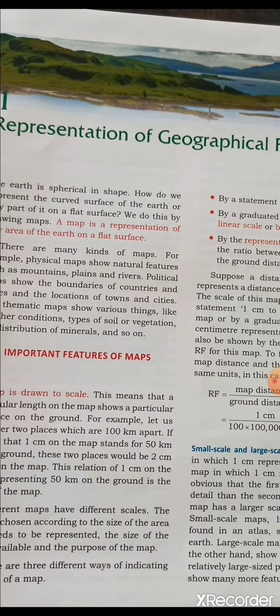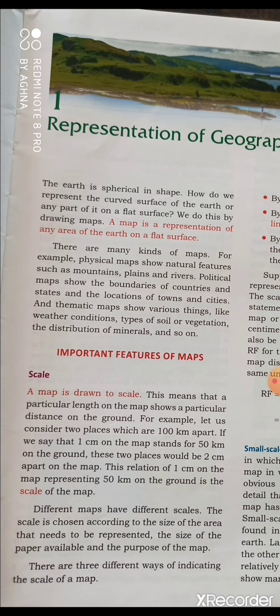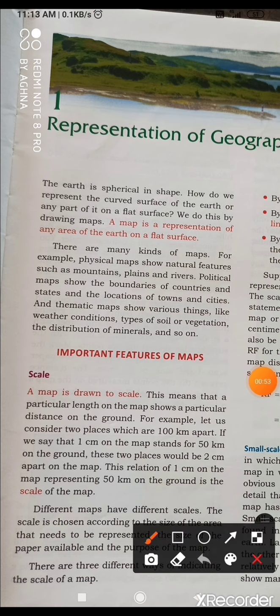Now we will discuss in a detailed way about this particular chapter. You have studied this thing that earth is spherical in shape, and when we represent the curved surface of the earth into a flat surface, we have to draw maps. So again the same thing you will learn, and you have to learn the same definition, that is, a map is a representation of any area of the earth on a flat surface.